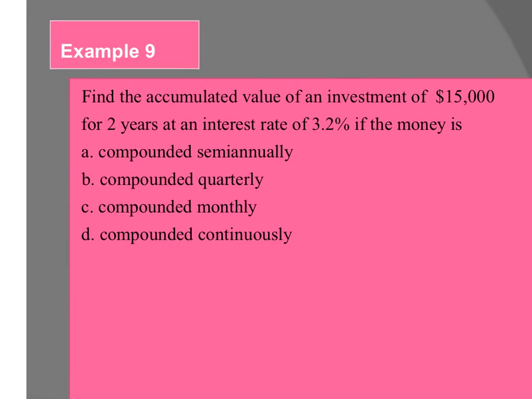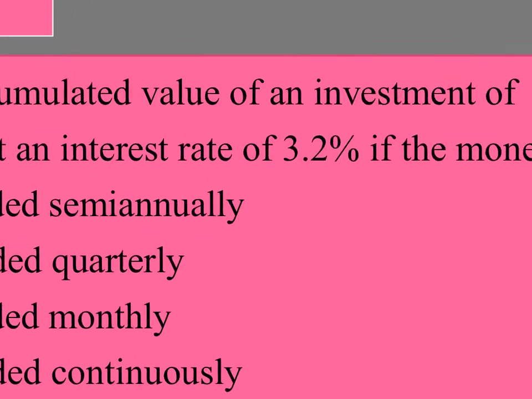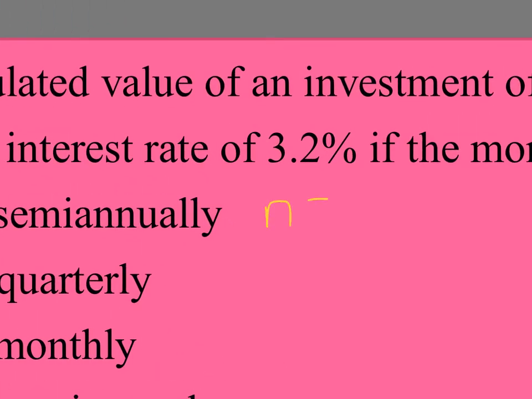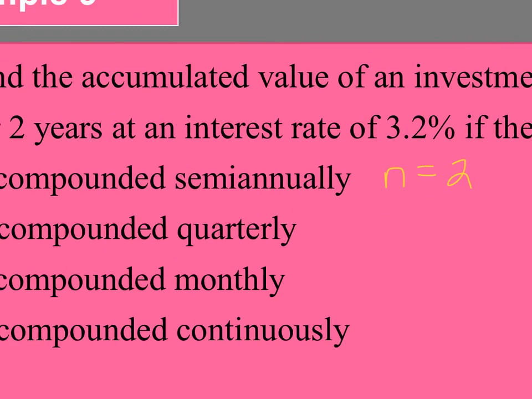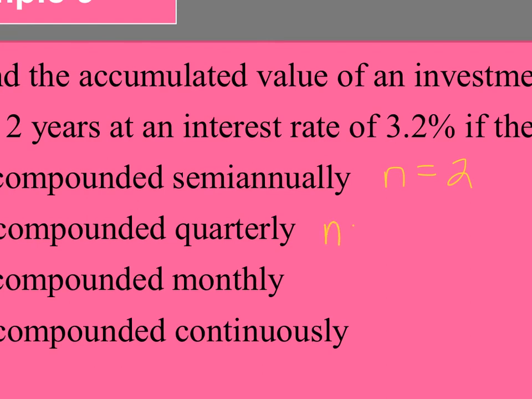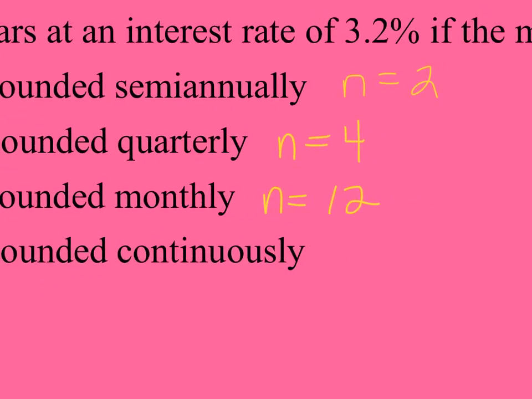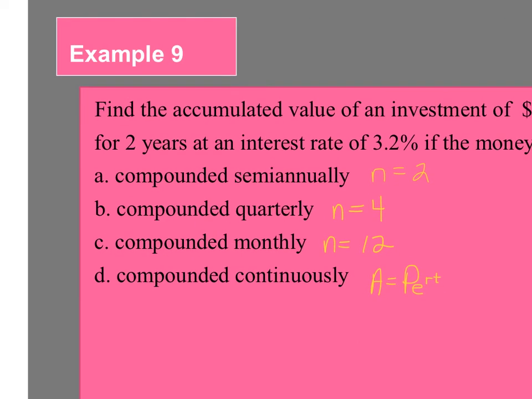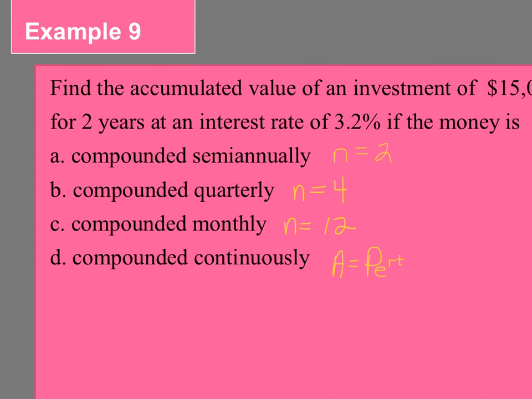So let's look at this. If I have compounded semi-annually, N equals what? 2. If I have quarterly, N equals what? 4. If I have monthly, N equals what? 12. And if I see compounded continuously, I remember my friend who is Pert. All right? Now, we'll do some interest formulas. I will finish this because I think the bell's going to ring. I'll finish this problem so you can see it.